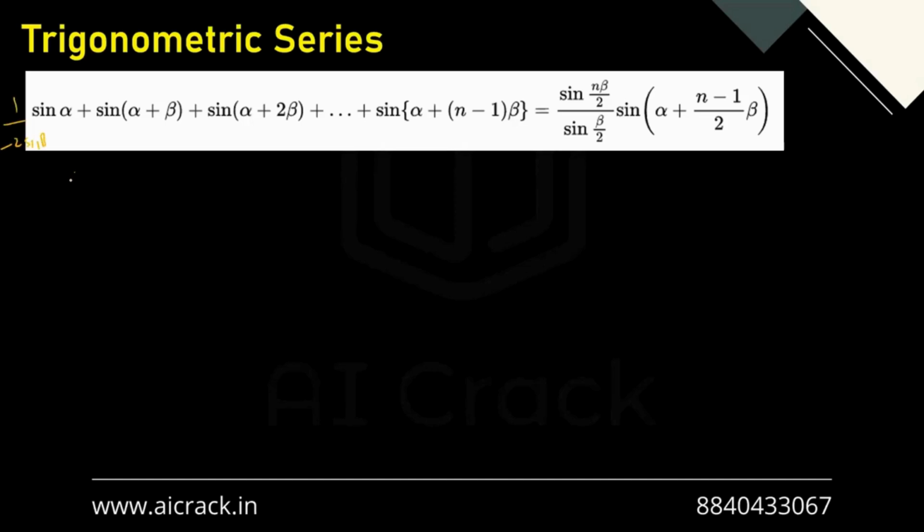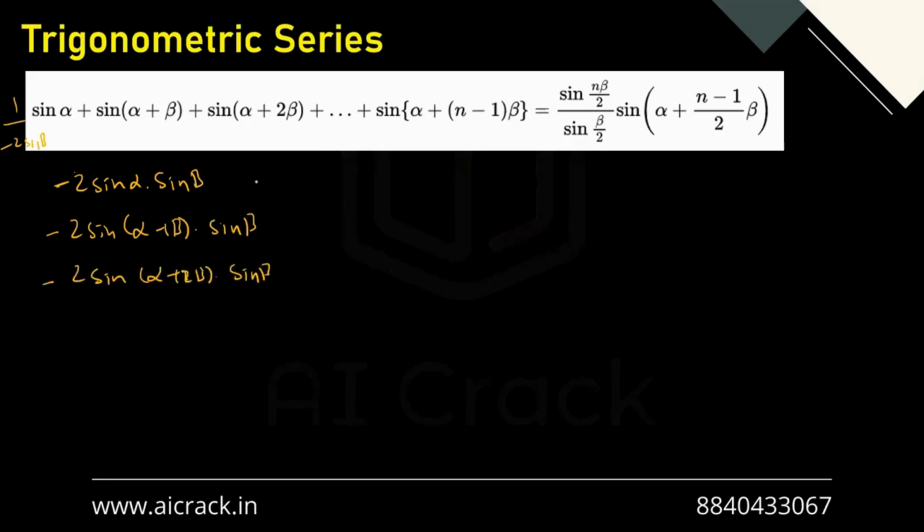So this would give me, the first term would be minus 2 sine alpha dot sine beta. Second term would be minus 2 sine of alpha plus beta dot sine of beta. The third term would be minus 2 sine of alpha plus 2 beta dot sine beta, right? Now this would become, that is minus 2 sine A sine B, right? So that would become cos of alpha plus beta minus cos of alpha minus beta.